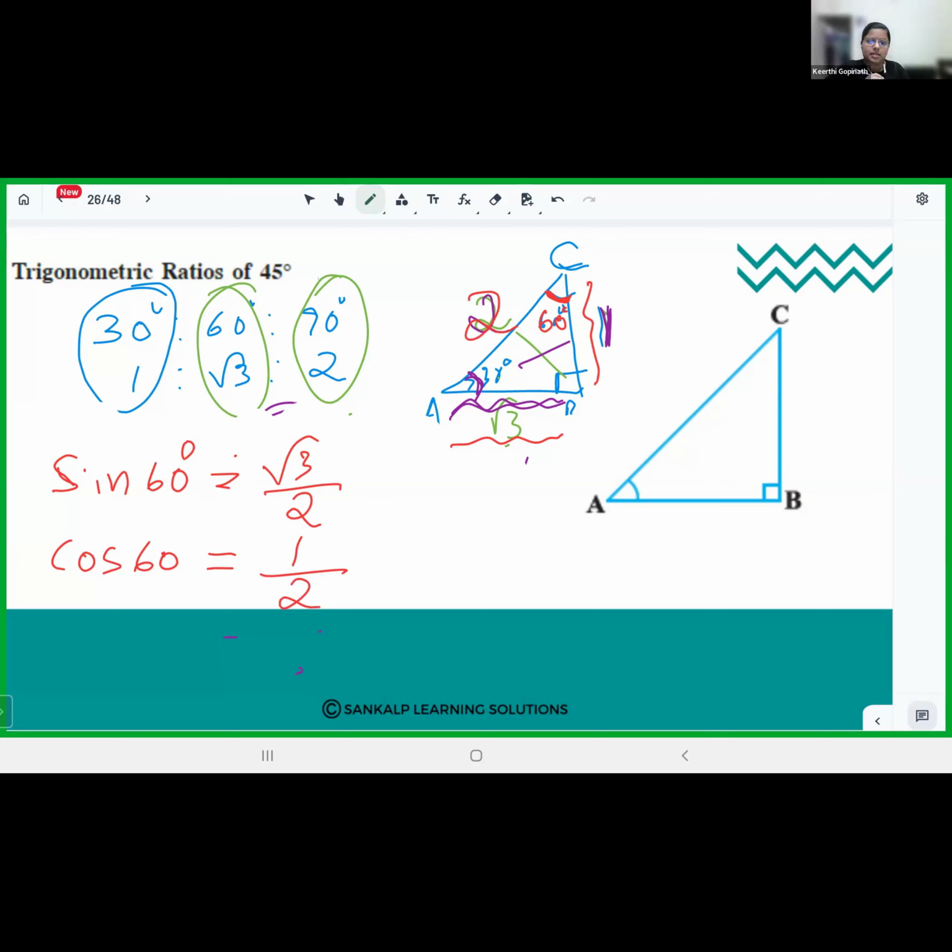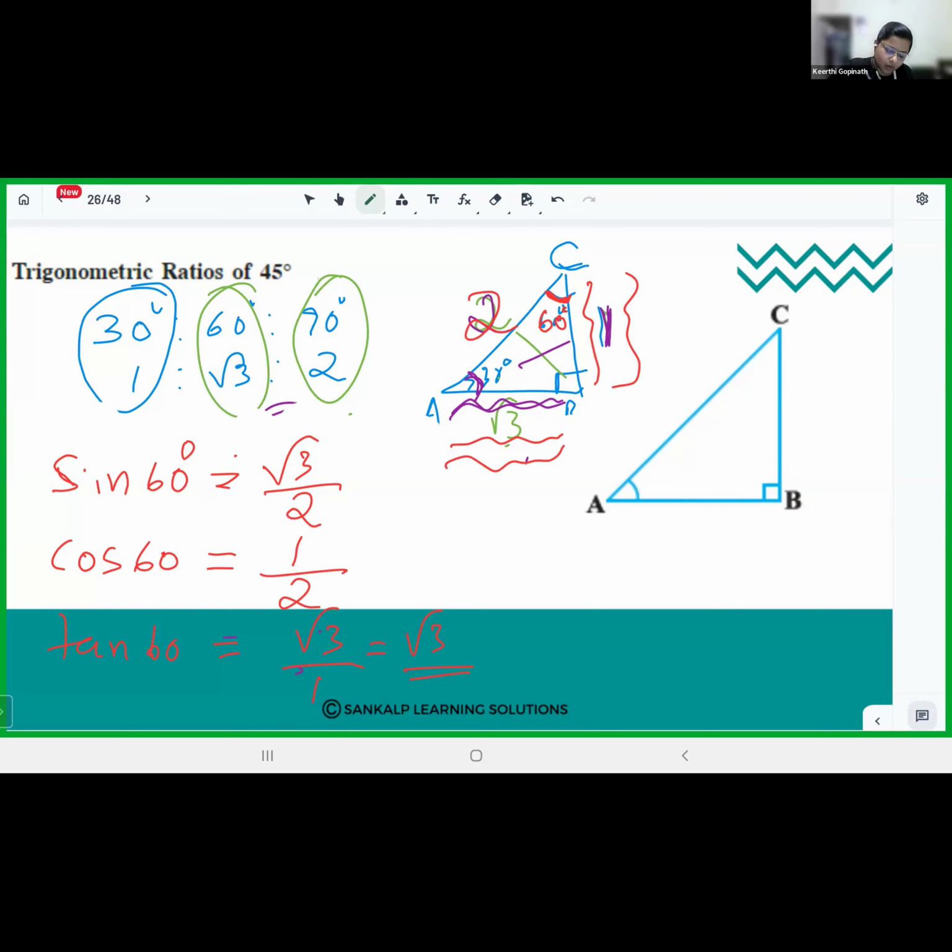Now, find out the value of tan 60. Tan 60 is nothing but opposite by adjacent. What is opposite here? Root 3. Opposite of 60 degree is root 3. Adjacent of 60 degree is 1. So root 3 by 1, that is equal to root 3. Alright, so we obtained the values for sine 60, cos 60 and tan 60.